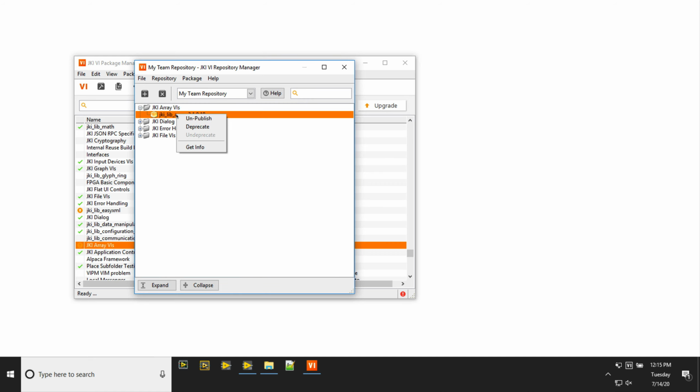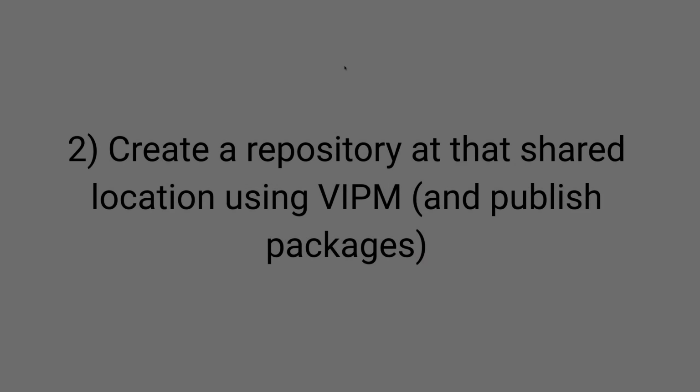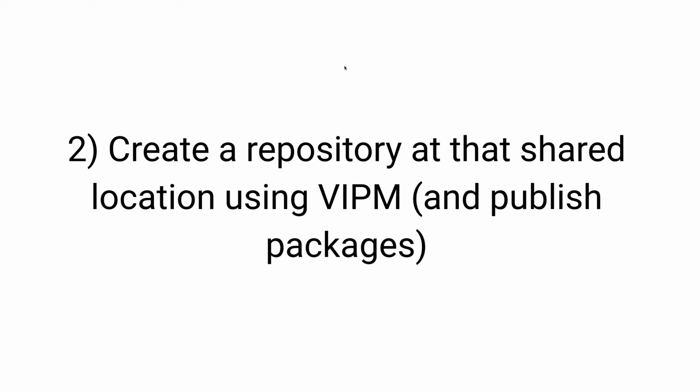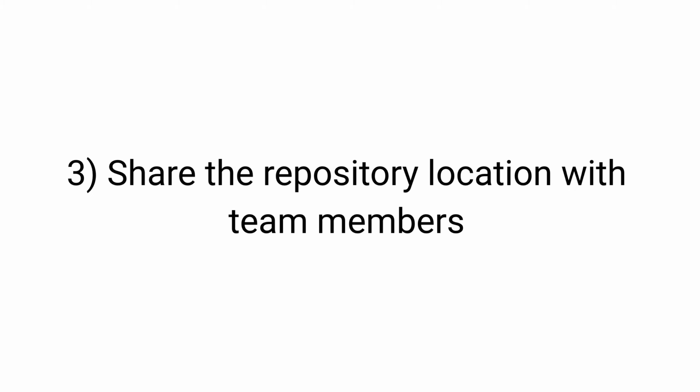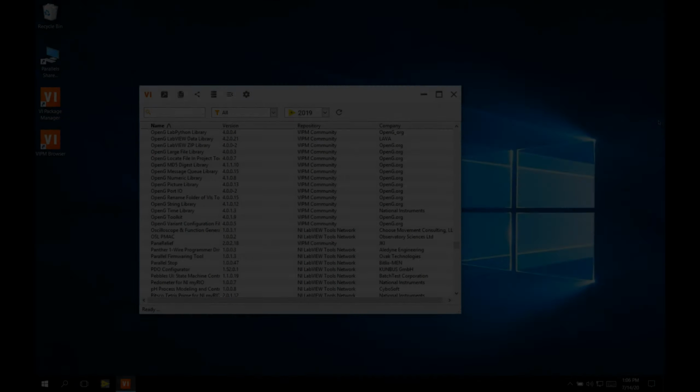We can also right-click and unpublish or deprecate packages. We won't talk about that right now. Okay, let's close this window. That concludes our demonstration on how we set up a package repository for our team on a network file share and publish packages. Now, let's share the repository location with team members who have VIPM and would like to connect to the repository to download and install packages.